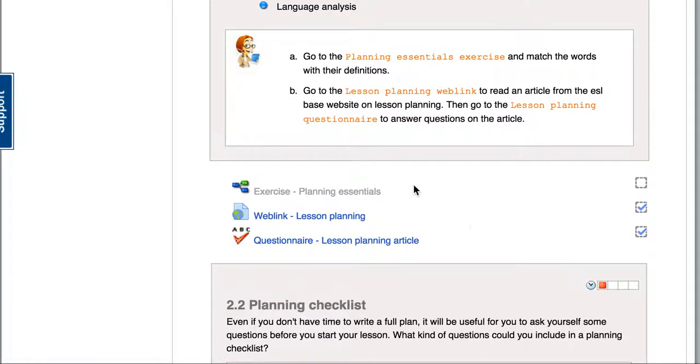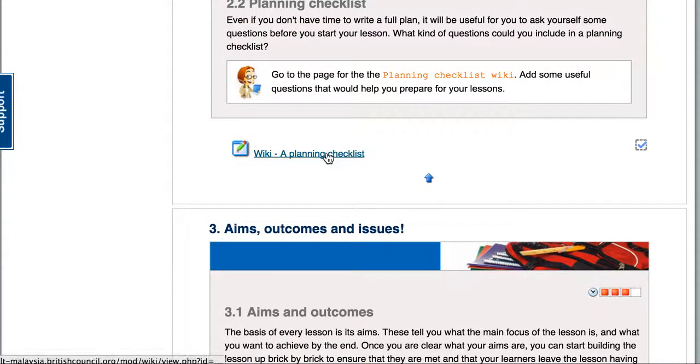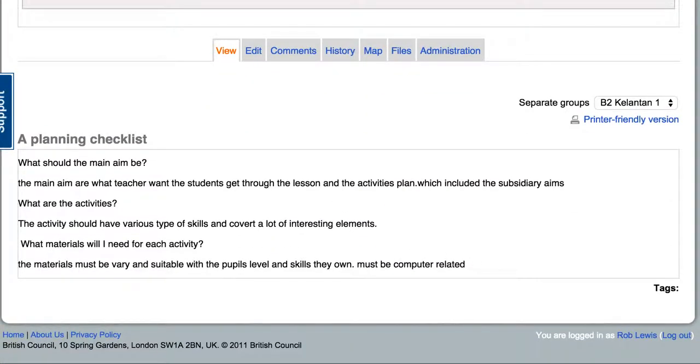Okay, so that was the questionnaire on lesson planning. We had a wiki related to that as well, a checklist for planning. Here are the ideas, and thank you to all of you who shared your thoughts. That's Swami, Kartina, Hal, Husni, Susie, Siti Karoni, and Siti Aslina. Thank you for your thoughts there.